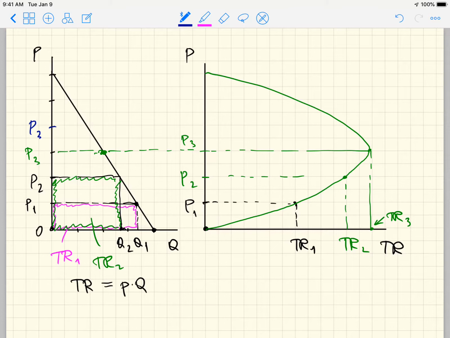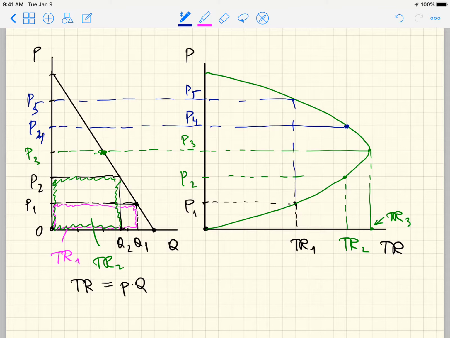If you keep pushing price even higher, then you will start decreasing your total revenue. So at P4, your total revenue will drop down to here. At P5, it will drop down to here, and at P6, your total revenue will drop back to 0. This is how things are going to behave for any linear demand curve.